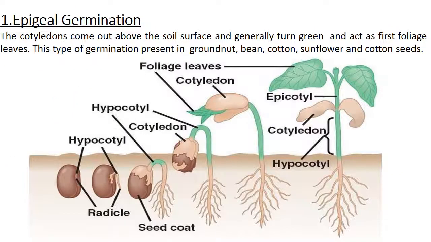Epigeal germination. The cotyledons come out above the soil surface and generally turn green and act as first foliage leaves. This type of germination is present in groundnut, beans, cotton, sunflower, etc. Here in this picture you can see the epigeal kind of germination, where in dicots the seeds come out of the soil surface and germinate, and after a period of growth the cotyledons will shed off.